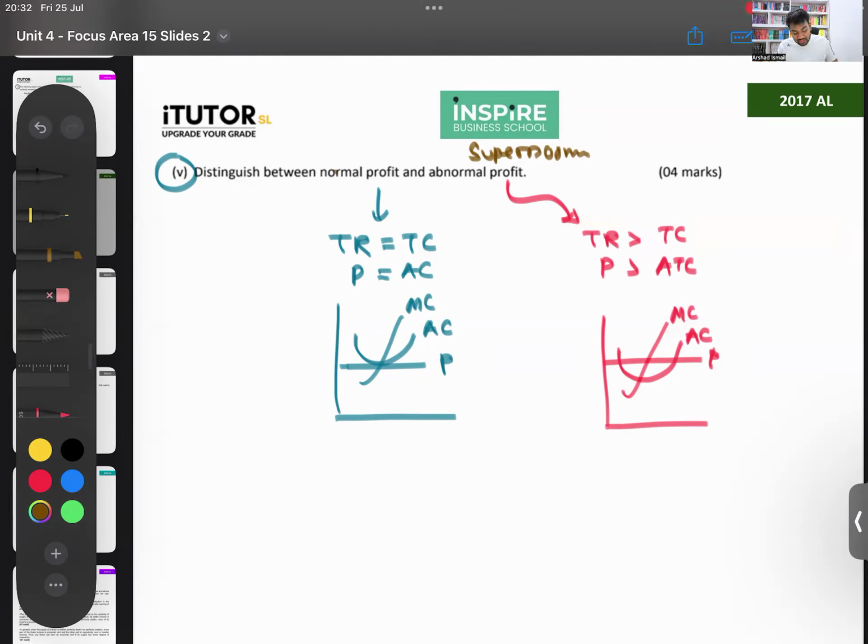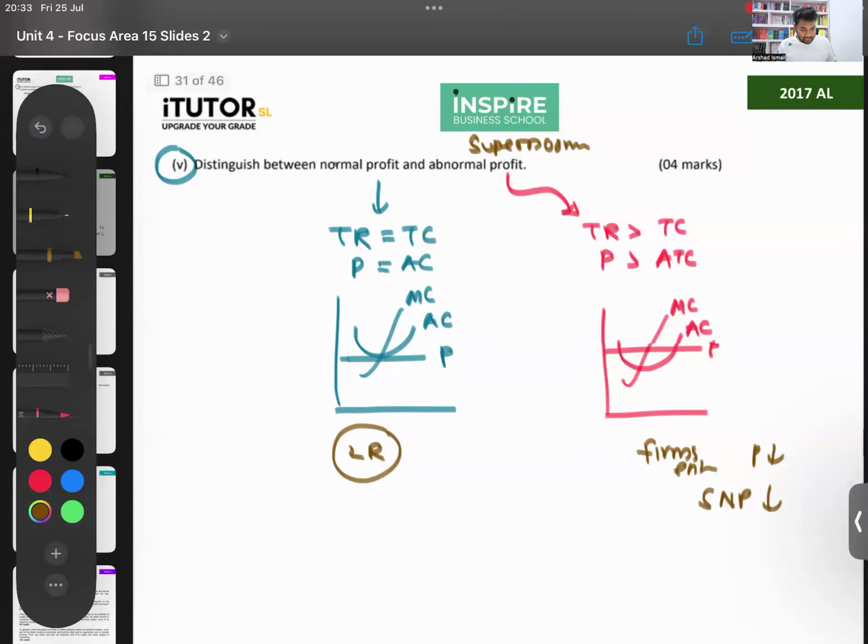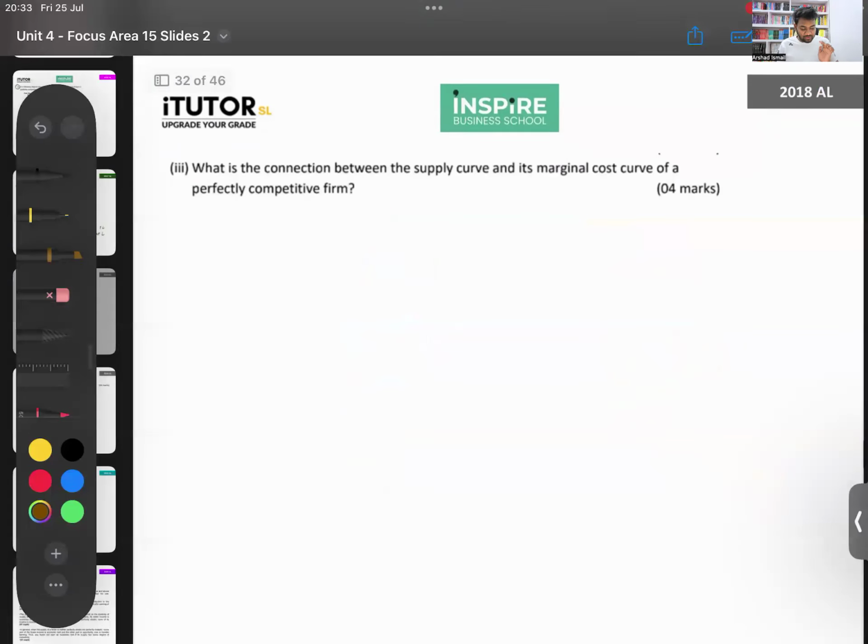You can also say that in the long run, a firm will always earn normal profits. But in the short run, when there are supernormal profits, more firms will enter. Firms will enter, price will go down, and the supernormal profit will get eliminated. That story, you can talk about that as well. So for 2 marks, explain this. Done. Then 2018. So I'll do this and I'll give you a small break.